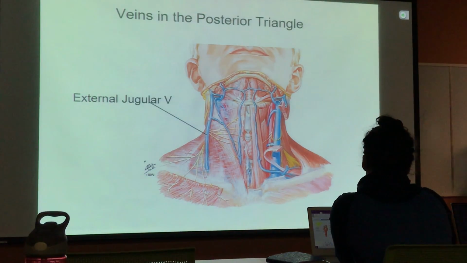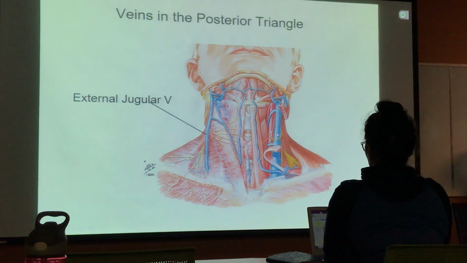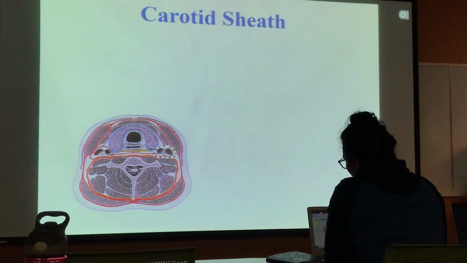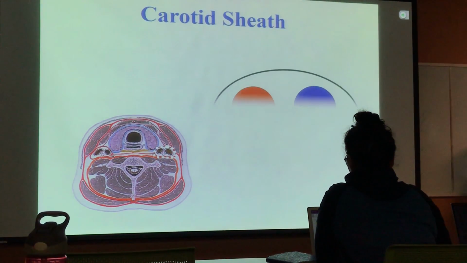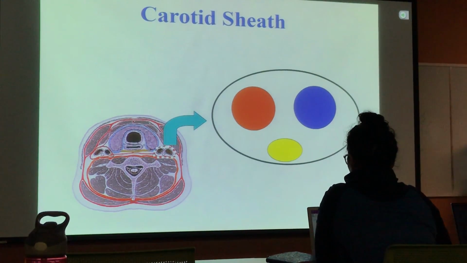This is just my reminder. External jugular is superficial to sternocleidomastoid; internal jugular, it's being cut away, is deep to sternocleidomastoid. I don't think I've got too much more. So this was what I talked about earlier, contents of the carotid sheath: internal jugular vein lateral, common carotid artery medial, vagus nerve posterior.